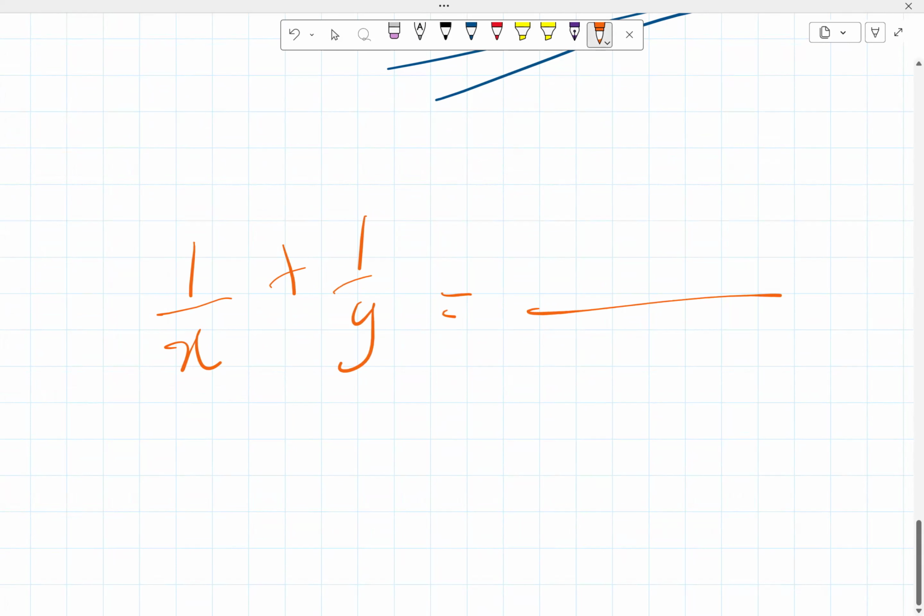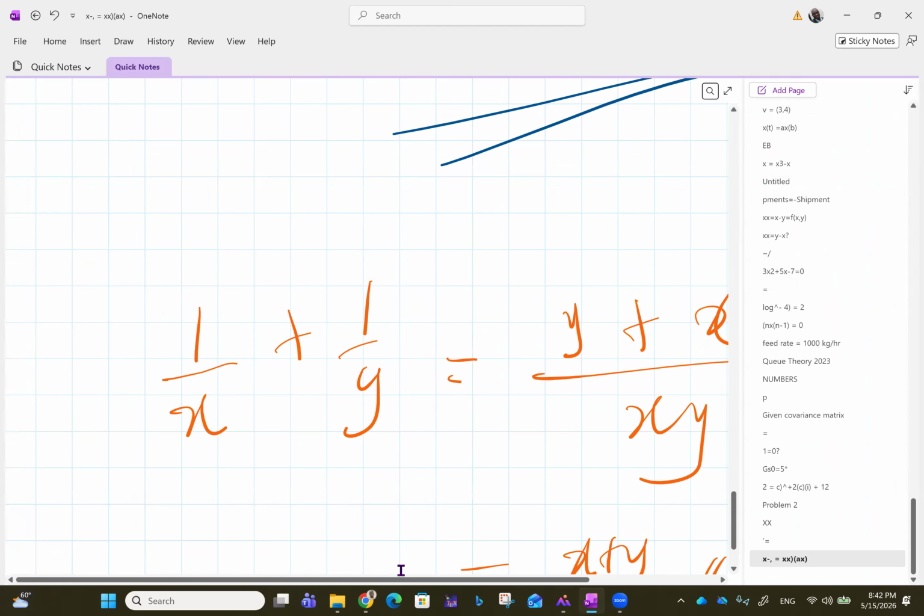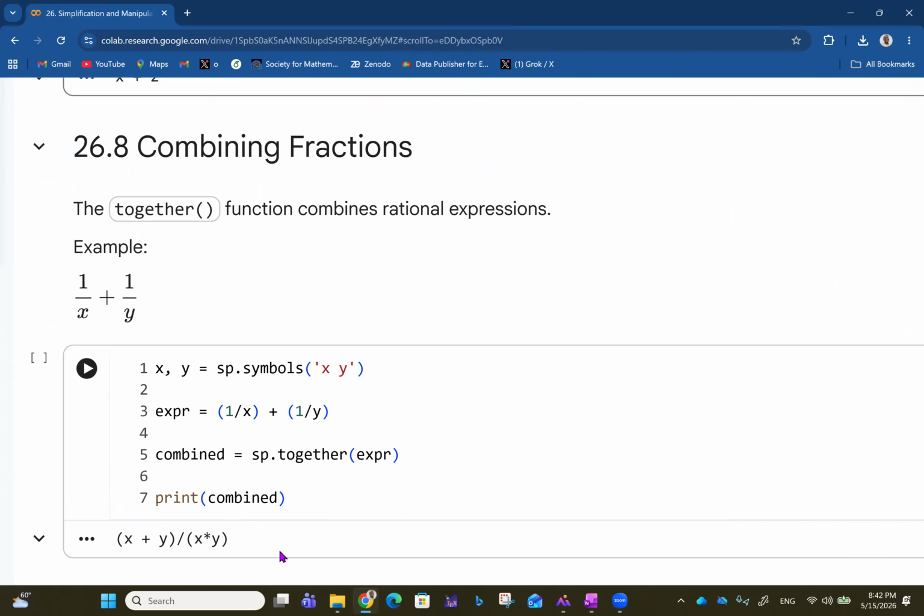You take the LCM of x and y, which is xy. x goes in xy, y times. So y times 1 is y. Plus y goes in xy, x times. 1 times x is x. So finally, you have x plus y all over x times y. And that goes like that. So we have x plus y over xy.